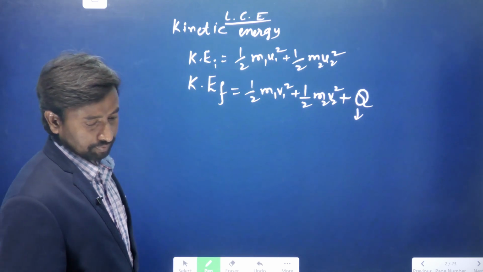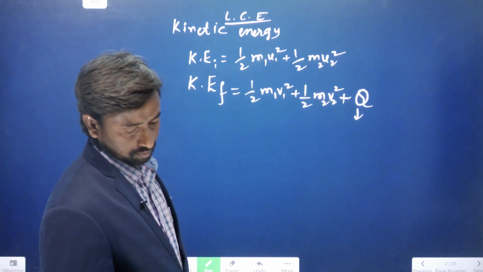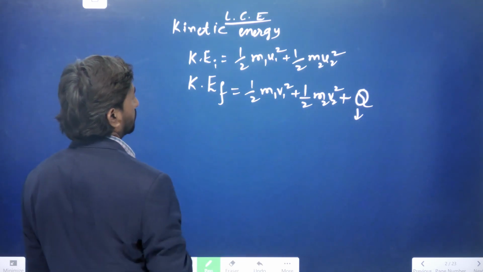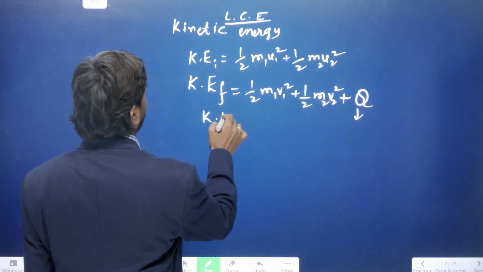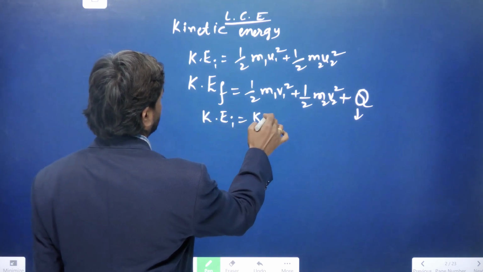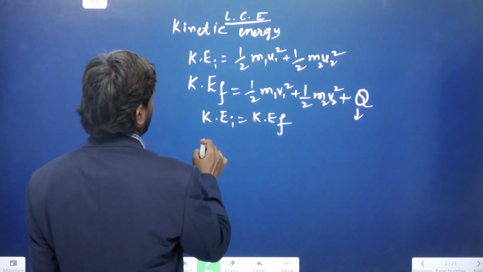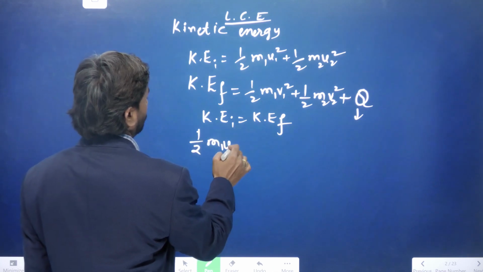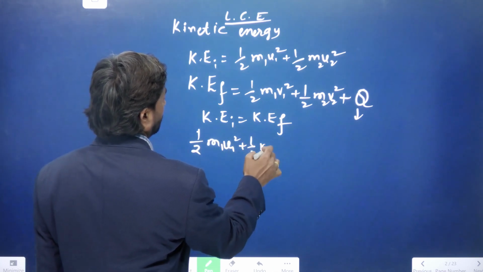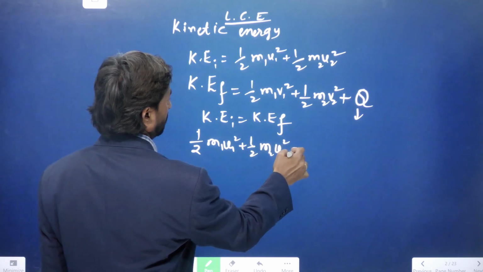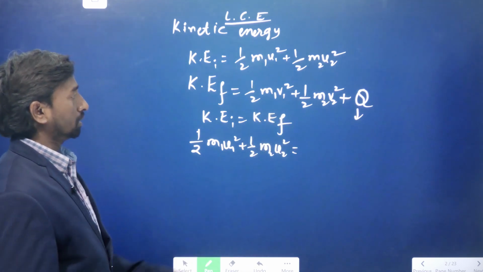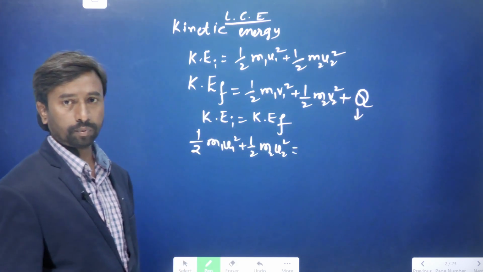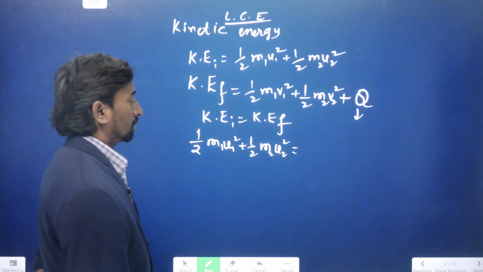How much loss of energy will be there? Other forms of energy like sound, heat, in the form of deformation. Now according to the law of conservation of energy, initial kinetic energy is equal to final kinetic energy. We can write here initial kinetic energy, half m1 u1 square plus half m2 u2 square. It is not equal to the final kinetic energy, but there is a certain loss of energy, that is in the form of heat or deformation.